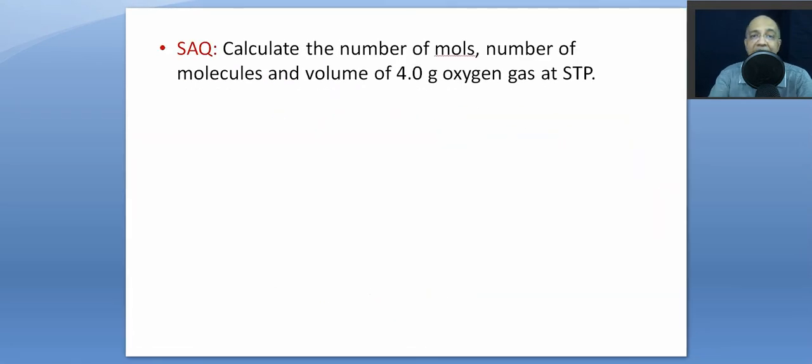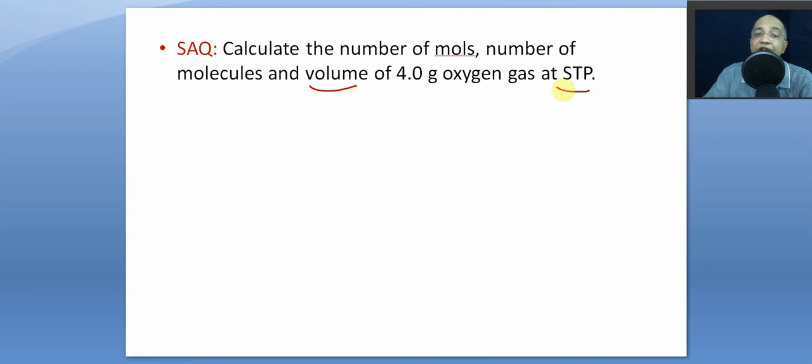Now, this we have done. This is another problem. Calculate the number of moles, number of molecules, and volume of 4 gram of oxygen at STP. STP is given, so there is no need for conversion. You are asked to find the volume at STP. Had you been asked to find it in non-standard conditions, then at the end you would have made the conversion. Here you are asked to find it in STP.